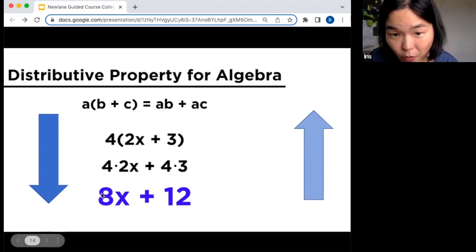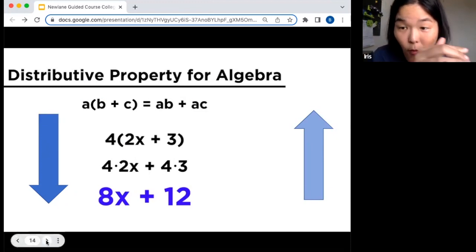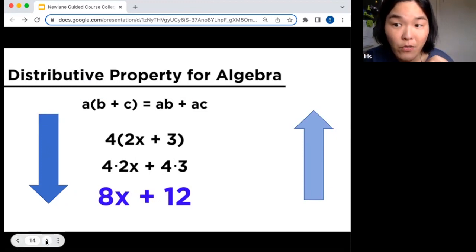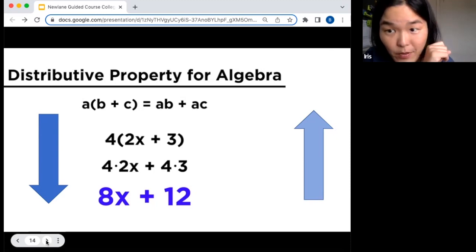So that's going to give you 4 times 2, that's 8. So 8x plus 12. Is that all right? Mm-hmm. So you can go from 4 times (2x plus 3) to 8x plus 12. You can also go backwards from 8x plus 12 back to 4 times (2x plus 3).